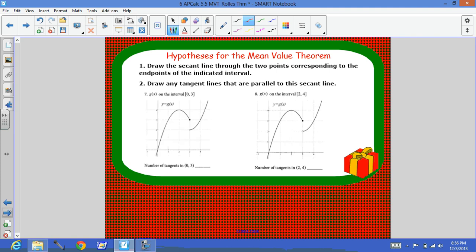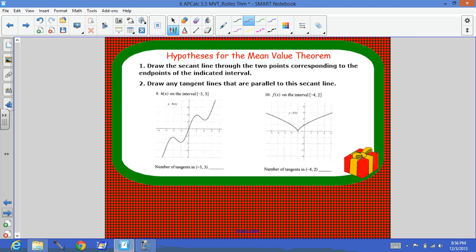All right, two more right there. All right, and then the last two right here. You can tell the one on the left, you're going to have to do a little bit of work to get that one to work from -3 to 3, counting how many tangent lines you have. All right.